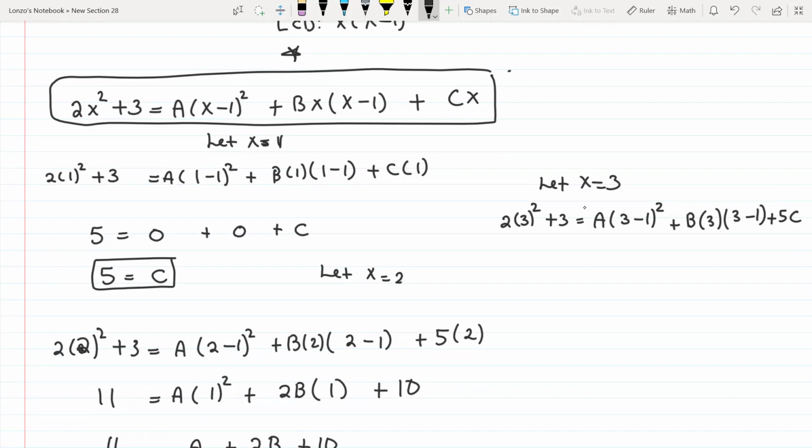2, that's 21. 3 minus 1 is 2. 3 minus 1 is 2. Square, that's 4a. 3 minus 1 is 2, times 3, that's 6b. Plus 5 times, oh, we said our c was 5, so it's 5 times 5. Wait, no, my mistake. It's 5 times c.